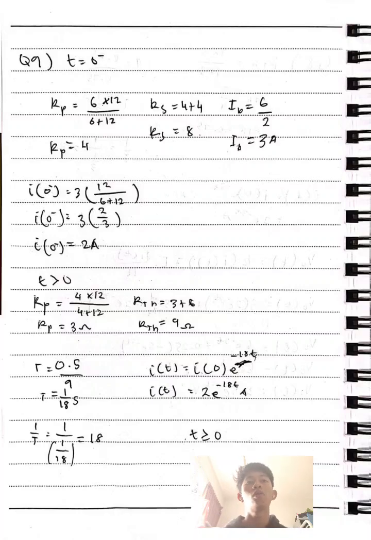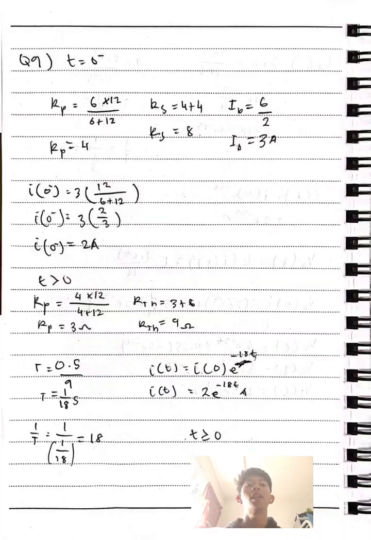Okay, today I will present to you the transient analysis of an RL circuit, and our goal here is to determine the current expression i(t) for the inductor when time t is greater than or equal to 0.